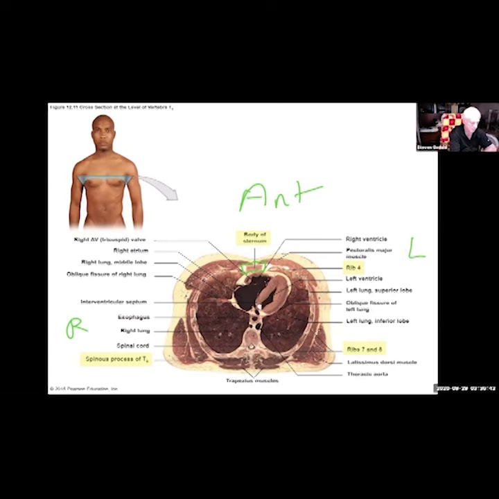This is rib number 4. This is rib 7 and 8. You see the bones right here of your ribs. And the spinous process of T8. Spinous process comes out the back. Transverse processes go medial lateral. Spinous process always posterior. So you have the spinous process of T8. You see the different ribs and then the body of the sternum.